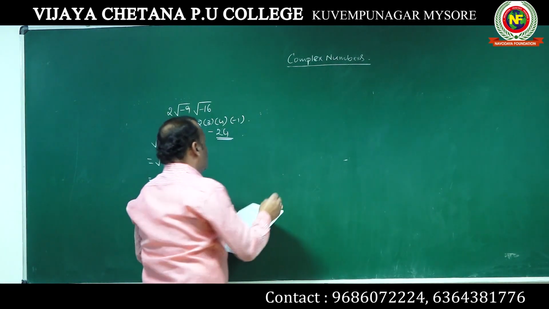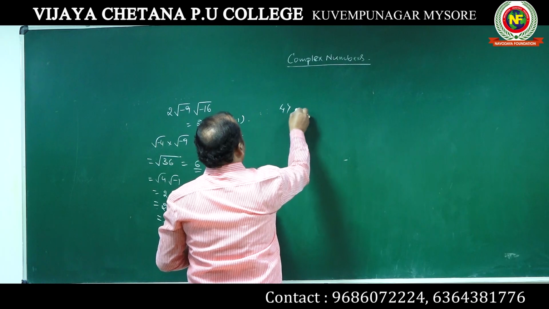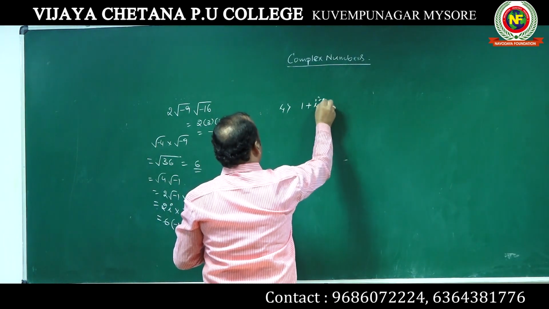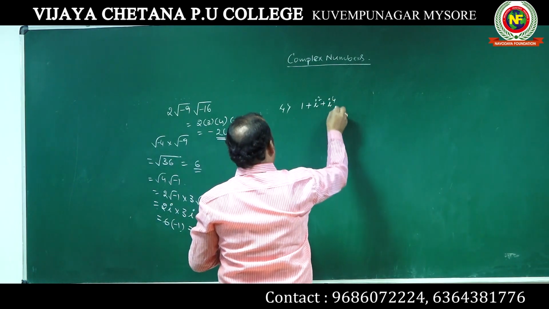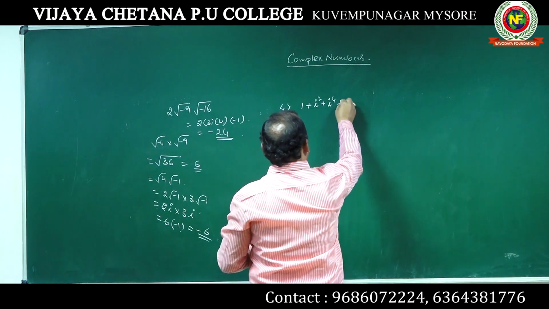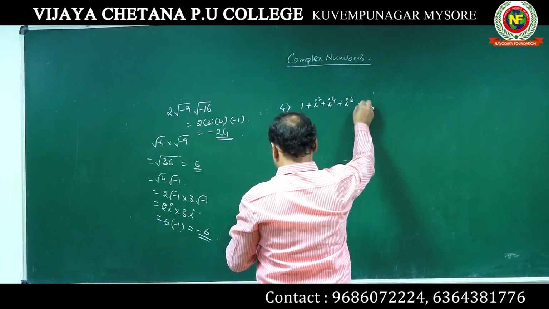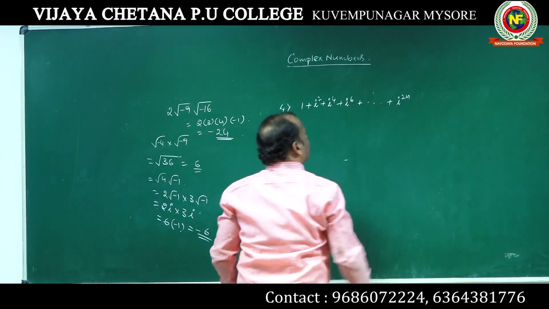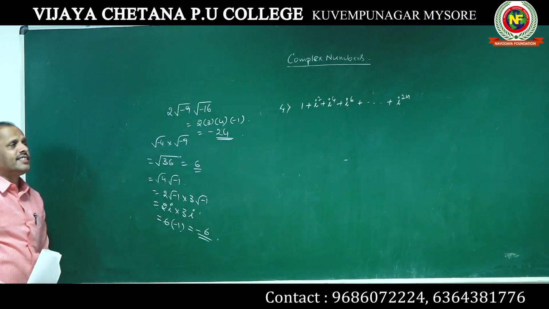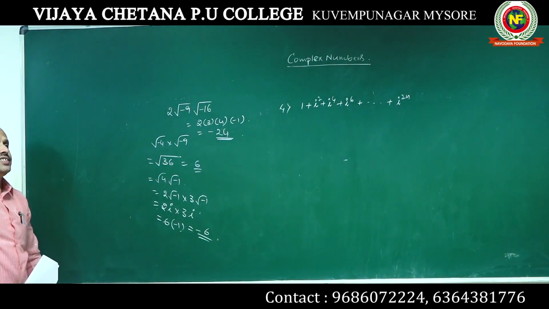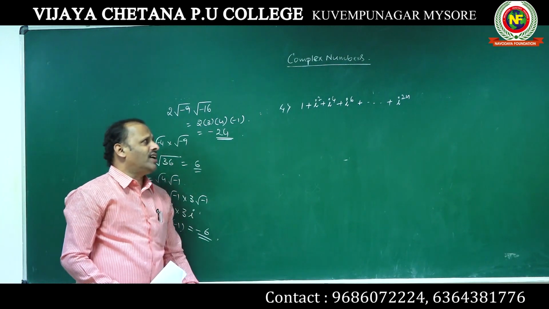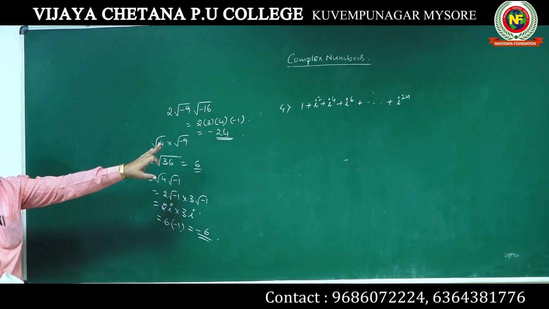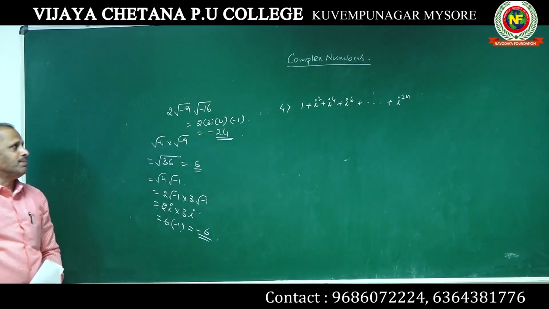Next question. Question number 4. 1 plus I square plus I to the power 4 plus I to the power 6 plus etc. I to the power 2n. This is the question. What is the value for this? 1 plus I square plus I to the power 4 plus I to the power 6 plus etc. I to the power 2n.